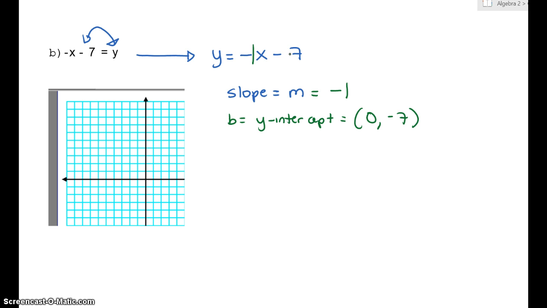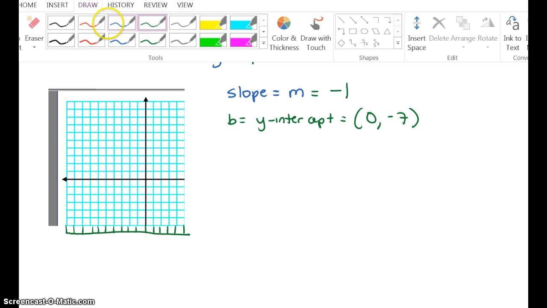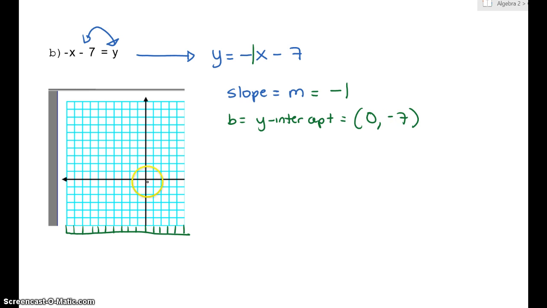Alright, we're going to start at 0, negative 7. Unfortunately, my graph doesn't go that far, so I'm going to create another 7. Yours should be okay because yours actually printed out pretty nice. 0, negative 1, negative 2, negative 3, 4, 5, 6, negative 7. So I'm going to start right there.